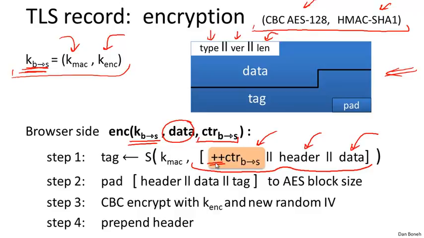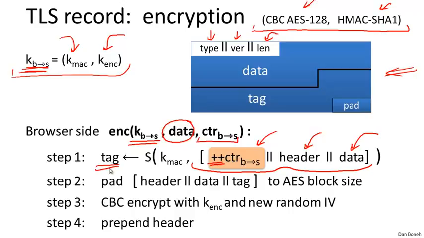Now, the interesting thing here is that even though the value of the counter is included in the tag, you notice the value of the counter is actually never sent in the record. The reason it doesn't need to be sent is that the server on the other side already knows what the value of the counter needs to be. It implicitly already knows, and when it verifies the MAC, it can just use the value that it thinks the counter should be.